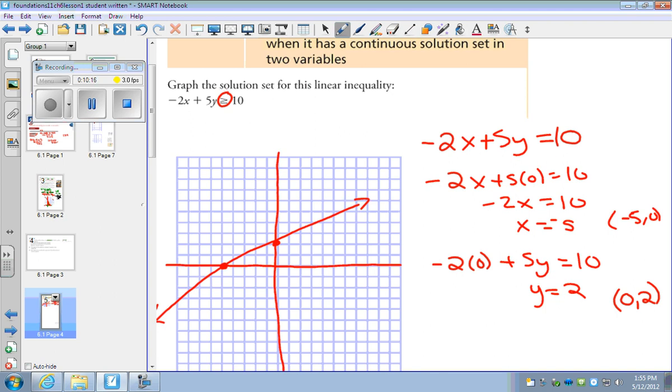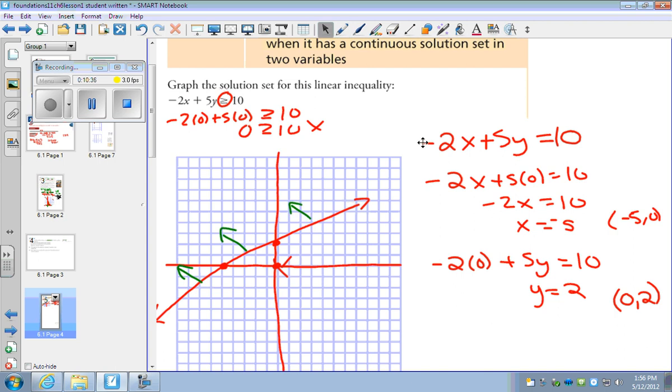I'm going to choose a test point, and I often choose 0, 0 if I can because it's the easiest one. Well, is negative 2 times 0 plus 5 times 0 greater than or equal to 10? Is 0 greater than or equal to 10? No. So I'm not talking about this region. I must be talking about the region above, and I would shade that in.